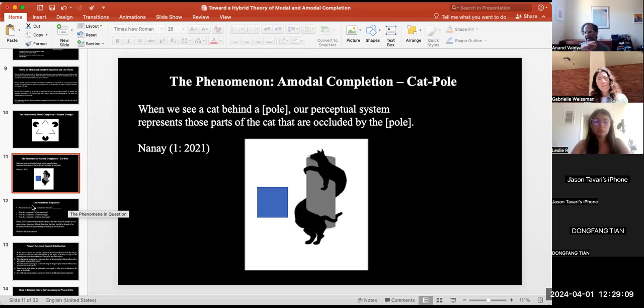Now, again, roughly speaking, this is a way of capturing the phenomenon. We think there are lots of questions you can have about what this phenomenon is. We're going to get into some of them. But for now, I think you have an initial idea that modal and amodal completion is about there being something incomplete in the environment, and it's perceived in some way completely.